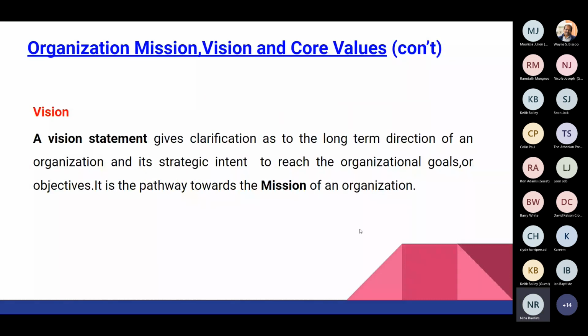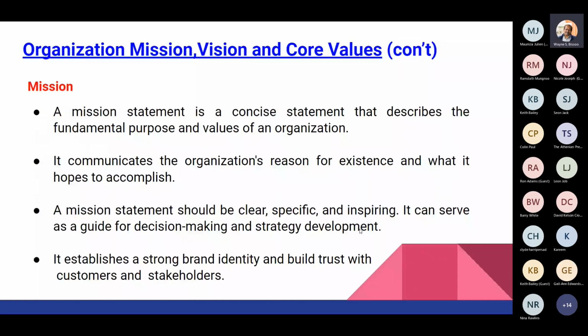As we look further into the mission statement, the slide before this, Rob, that. Are you hearing me clearly? Yes, we are.